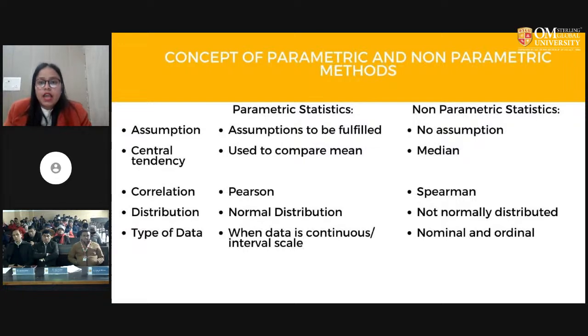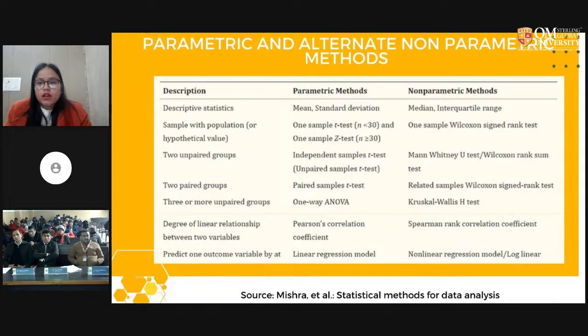Okay. Then we have, because there is no normal distribution, sorry, back slide, please.